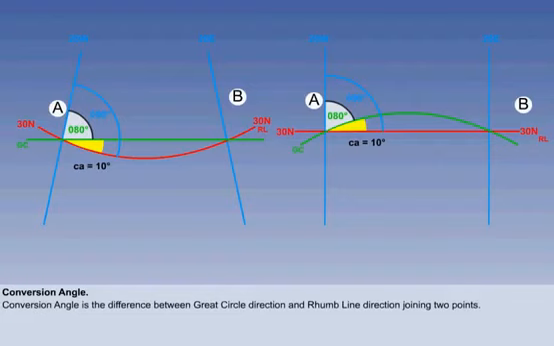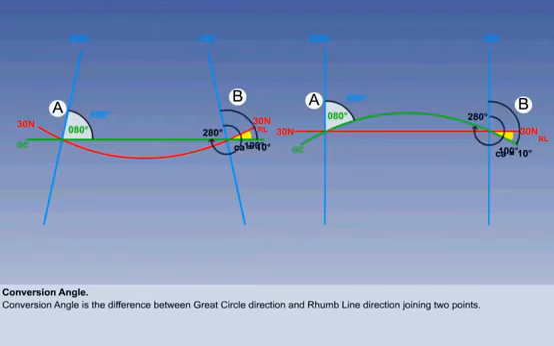What about at the other end? There, the continuing great circle track eastwards is 100 degrees true. And again, the rhumb line track is 090 degrees. Rhumb line tracks don't change. Again, the difference is 10 degrees.